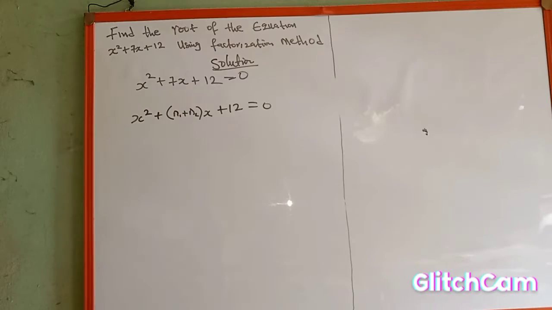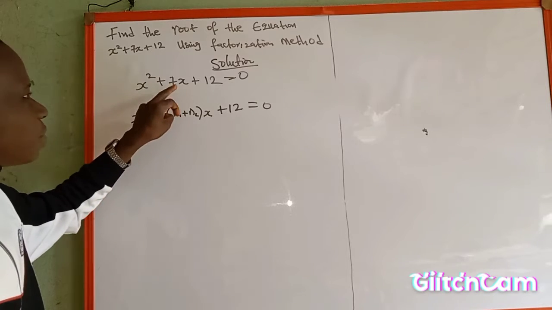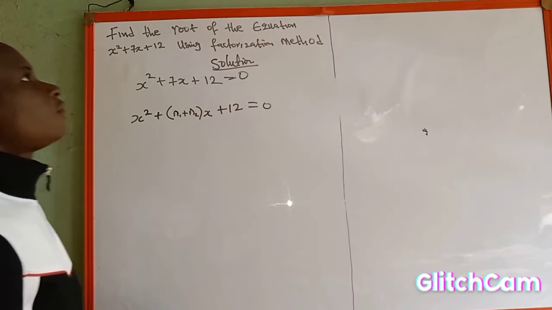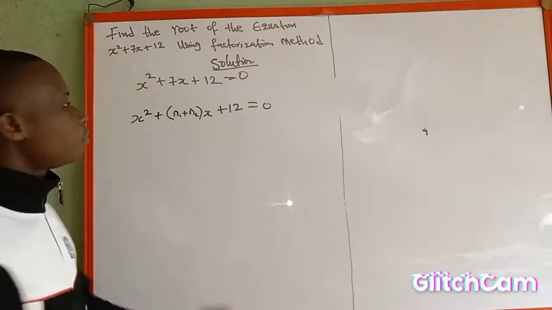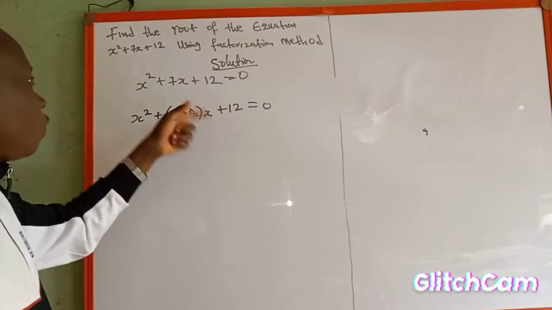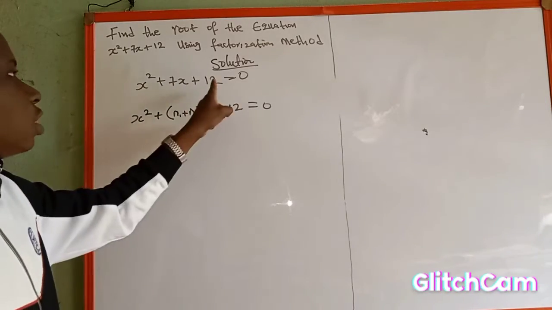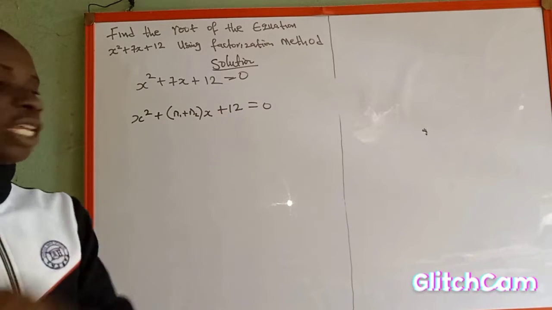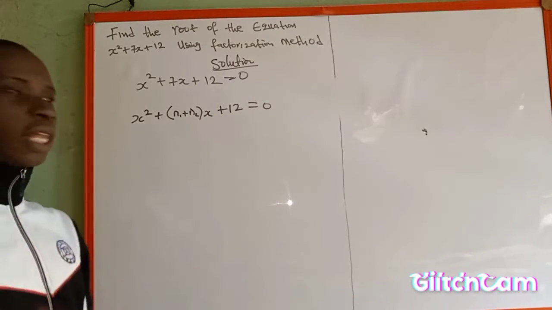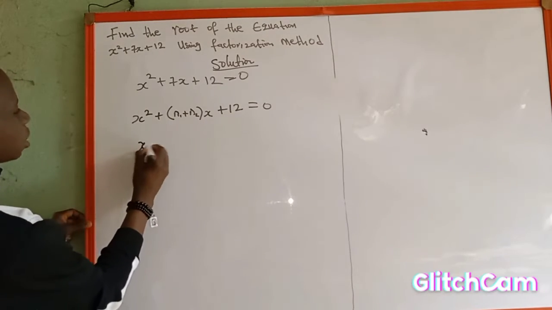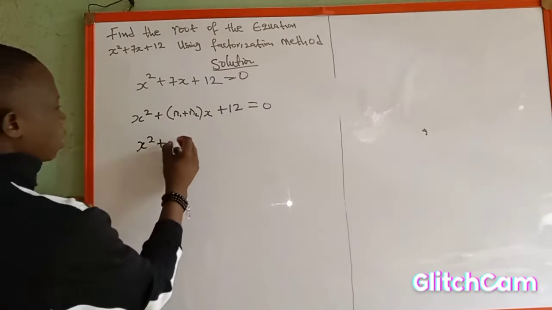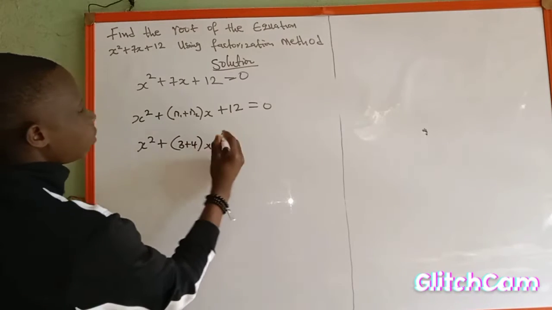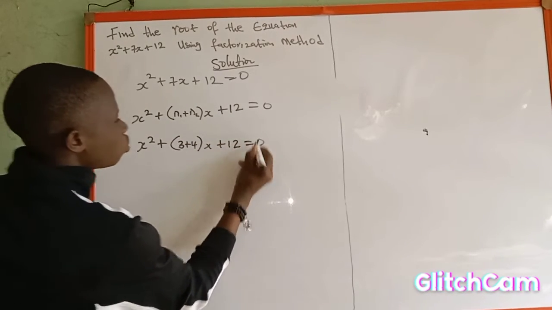So you think of a number. What numbers can you think of that if you add them, it will give you 7, and if you multiply them, it will give you 12? We can say 3 and 4, because 3 plus 4 gives you 7, and 3 times 4 gives us 12. So 3 and 4 are the numbers. From here, I can substitute 3 and 4 into this bracket: s squared plus, in place of this 7, I can say 3 plus 4, which will also give me 7, plus 12, which is equal to 0.